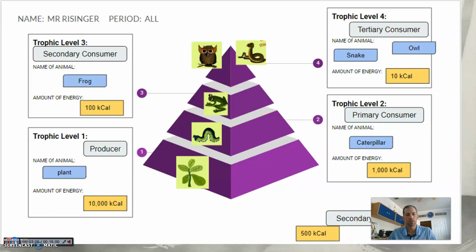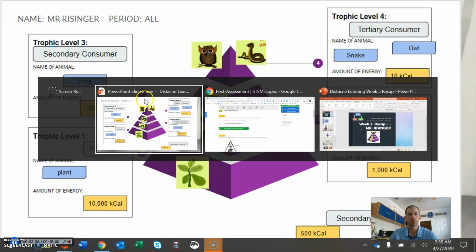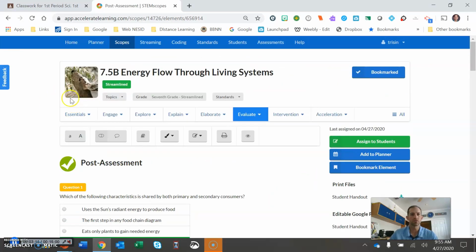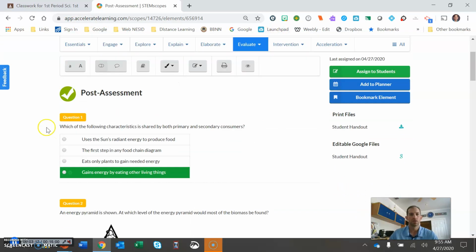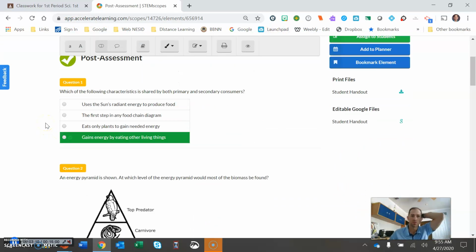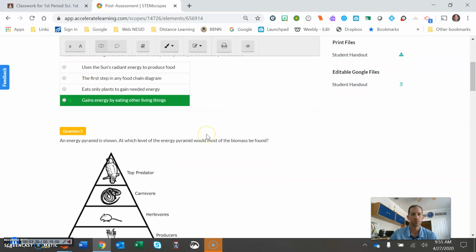All right, let's transition over to the quiz. So this was the quiz that we had you get to. We wanted you to get into STEMscopes. Hopefully you went through Launchpad and then logged in. So this first question we're asking you is which characteristic is shared by primary and secondary consumers? We should clue on the word consumers, knowing that they eat things. And 3 of these answers involve plants and producing energy. We need to choose the last one.